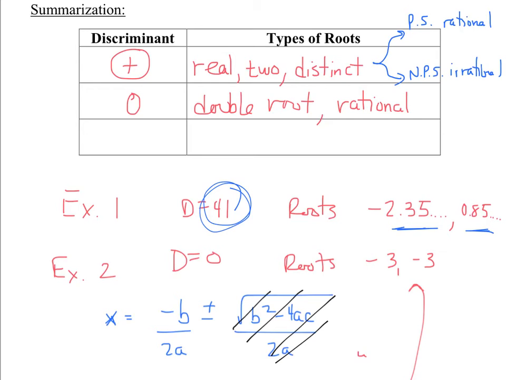Let me know if it doesn't. If it's confusing, I'll try to explain it with another example. I can do that, but I don't want to drive it home 10 times if you get it. All right, let's go to the third case.